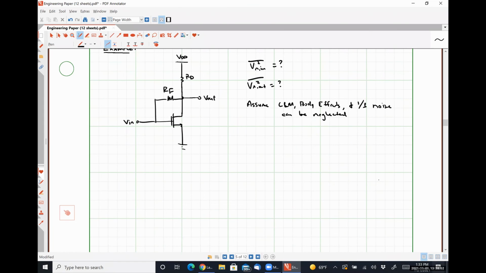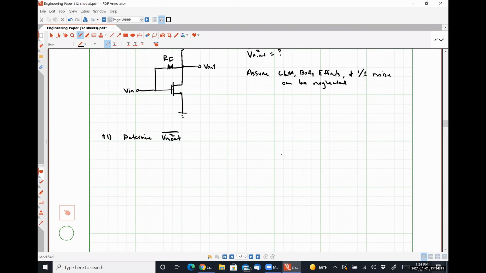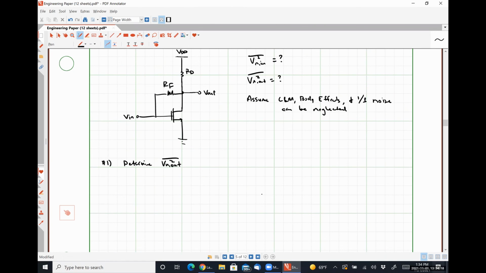So for our noise analysis bit, we need to determine VN out. Our noise analysis hinges on the fact that we've shorted out our input terminal here, okay? I'm making a note to point that out because for our small signal noise analysis, what's that going to do to that resistor RF? RF is going to be between the drain and a small signal ground, which is going to put it directly in parallel with that resistor RD. Okay.